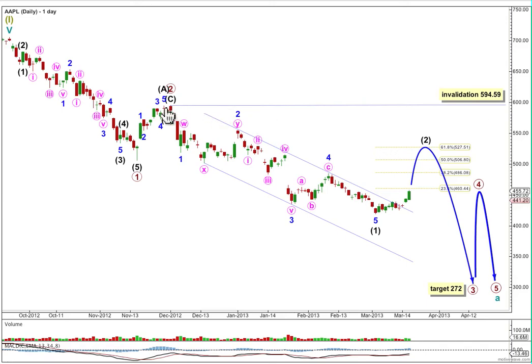For this main wave count, the target for primary wave 3 remains the same. At 272, it would reach 1.618 the length of primary 1. That target's still months away. Let's have a look at this structure on the hourly chart. I have 2 wave counts for you. The first one looks at the possibility that intermediate wave 2 is a single zigzag, and the second looks at the possibility that it may be a flat correction.